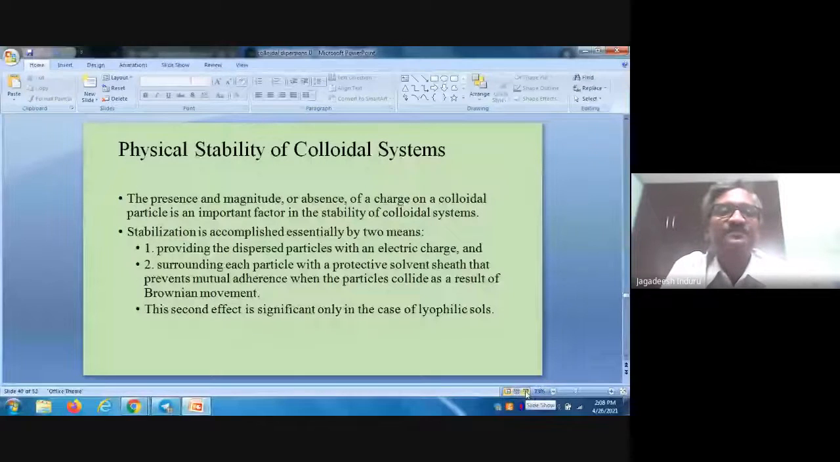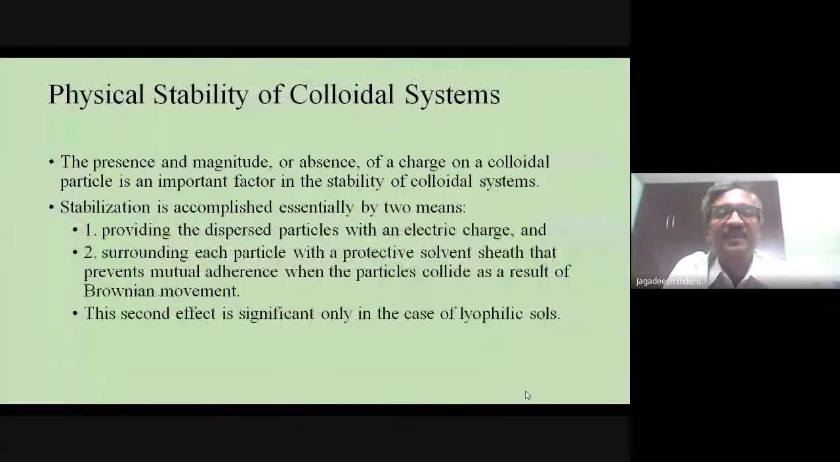The presence or absence of charge on the colloidal particle is an important factor in the stability of colloidal systems. What is this? Presence or absence? If they are present, what is the magnitude, meaning what is its concentration? How much charge the colloidal particle has is an important factor.